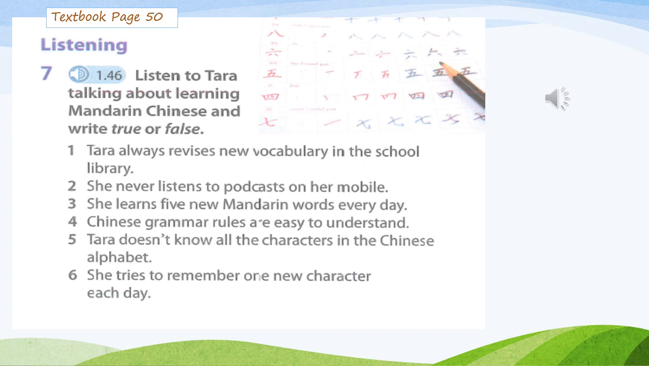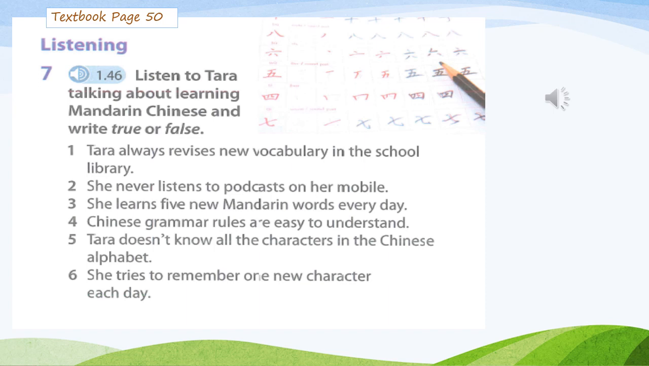There are 214. I write the Chinese characters again and again in my notebook, and I try to remember one new character each day. It's hard, but it's good fun.